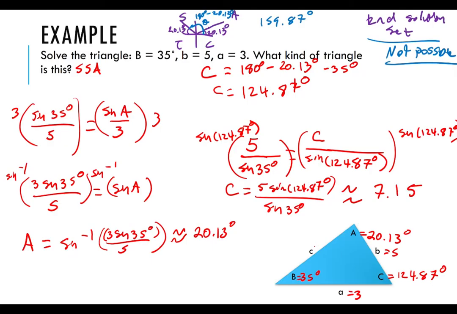And so now we have side length c being approximately 7.15. I found all of the triangles. This triangle only had one solution set, and thus we're done.